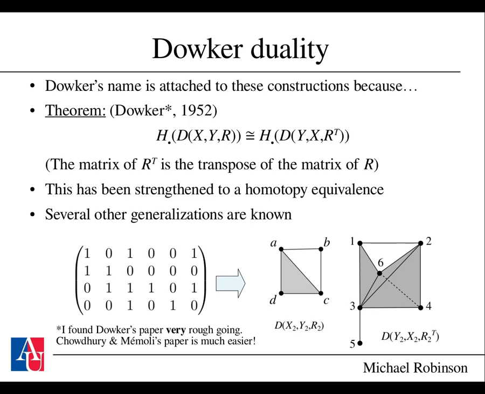So Dowker didn't prove that. He just proved their homology isomorphic, but in fact they're homotopy equivalent. And there are several other generalizations that are known. This comes down to some kind of duality result for lattices as well. Dowker's proof doesn't actually go through that. The proof that he wrote is a fairly elaborate subdivision argument. More recent papers do a much cleaner job of this.